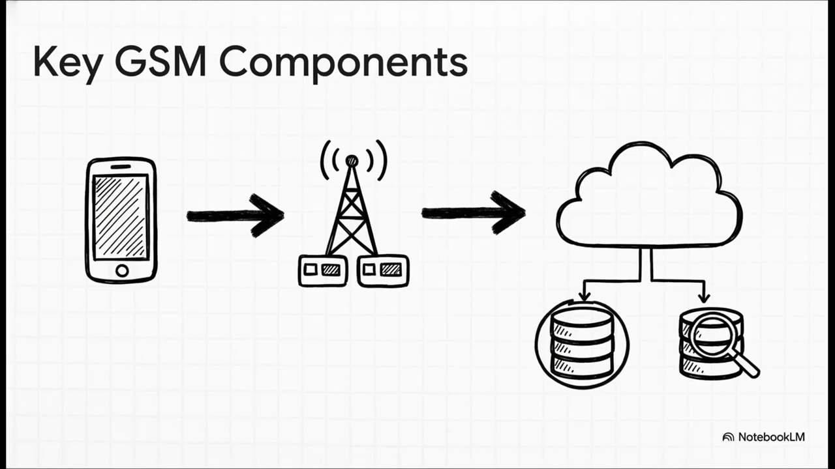Well, you've got the mobile station. That's just your phone. It talks to the base station subsystem, which then connects to the big brain, the network switching subsystem. But the part that trips a lot of people up are those two key databases, the HLR and the VLR. So let's clear up that confusion right now.